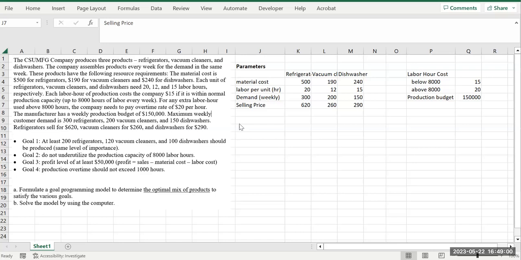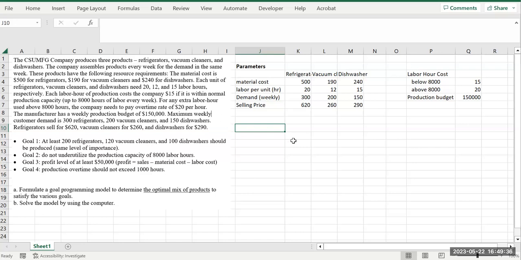So let's go ahead and model this problem. We have 4 goals here. Goal 1, at least 200 refrigerators. So we have a goal on the amount of production, how many units to be produced. And then, of course, we have budget constraints and stuff like that. We have to make sure that we address each one of those. For the first one, this is demand, so the amount of production.